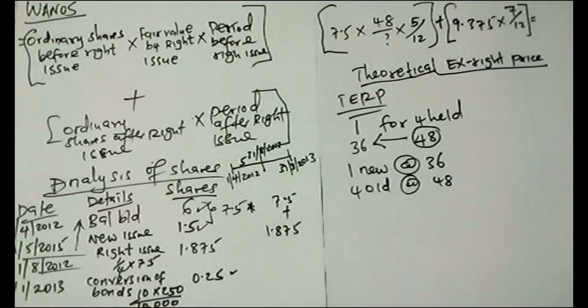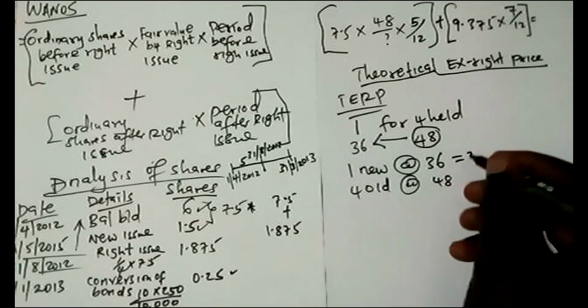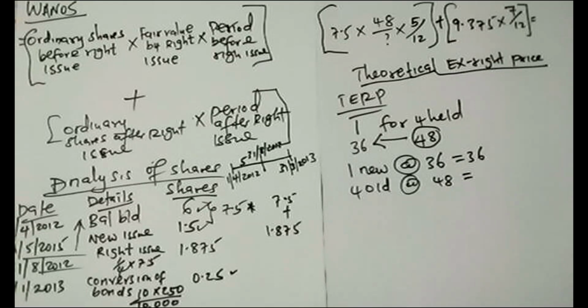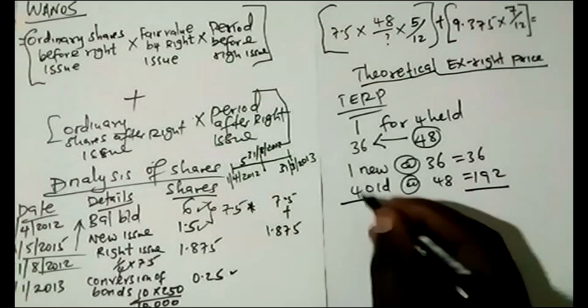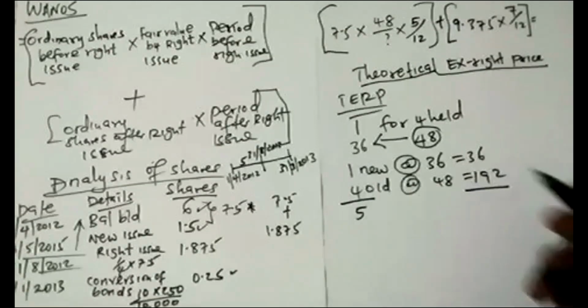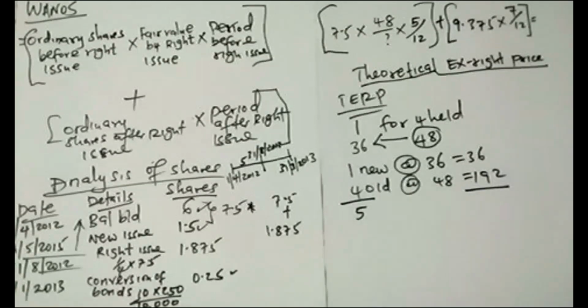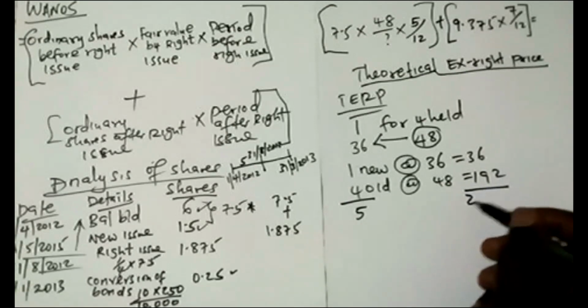Therefore all at 48. Because now the ones which were held initially will be at the market price of 48. So 1 times 36, that is 36. 4 times 48 is 192. So what you do, you add these two. So 1 plus 4 is 5. Then 36 plus 192 is 228.